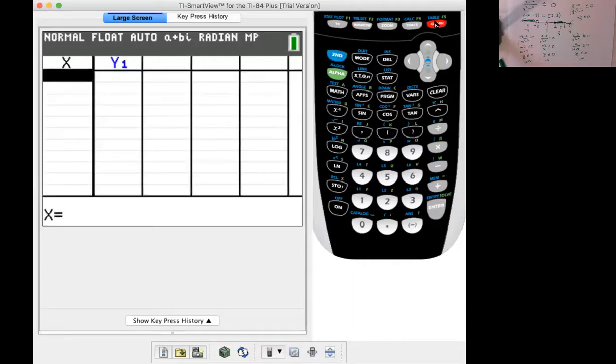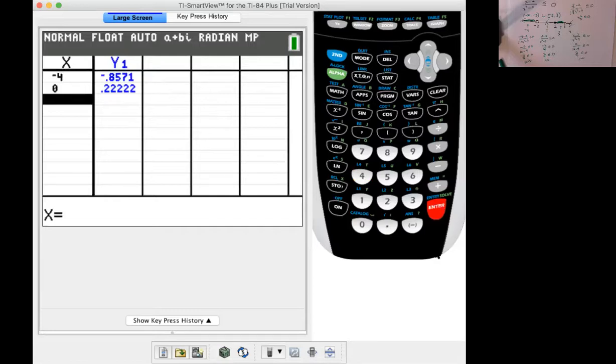When I plugged in -4, I received -6/7, which was less than 0. That was a yes. Notice -0.8571 looks a lot like -6/7. When I plugged in 0, I received 2/9, which was not less than 0. That's why that was a no. 2/9, 0.2222, so that would be a no, not less than 0.